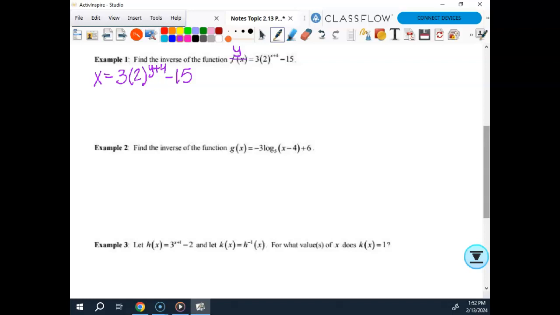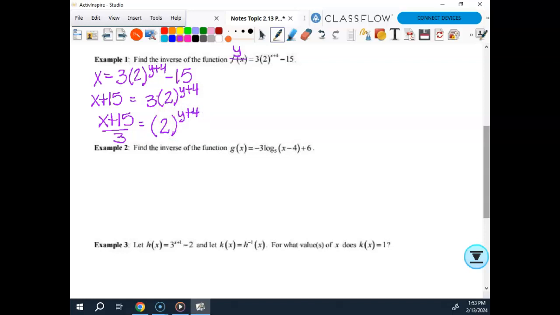So what's the first thing we're going to do? Add 15. Okay, so x plus 15 is equal to 3 times 2 to the y plus 4 power. Okay, yes, because at this point I have just one term on the right-hand side, but my exponential is not isolated yet because of this 3. So we're going to divide both sides by 3. x plus 15 over 3 equals 2 to the y plus 4.